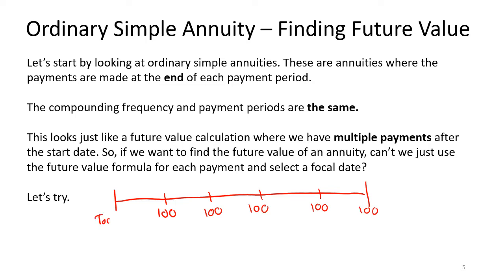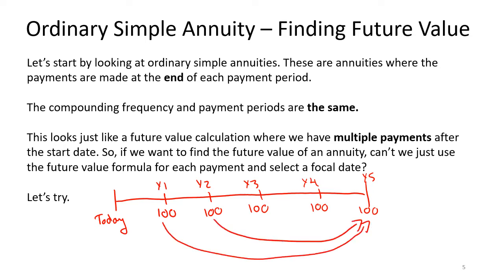So let's call this today. And let's say every year, so year 1, year 2, year 3, year 4, year 5, you have a regular payment of $100. And you want to figure out what that value is worth. Well, if you think, I want to know what the future value is, why couldn't you just do the future value of each one of these payments to figure it out? Why don't we try that?